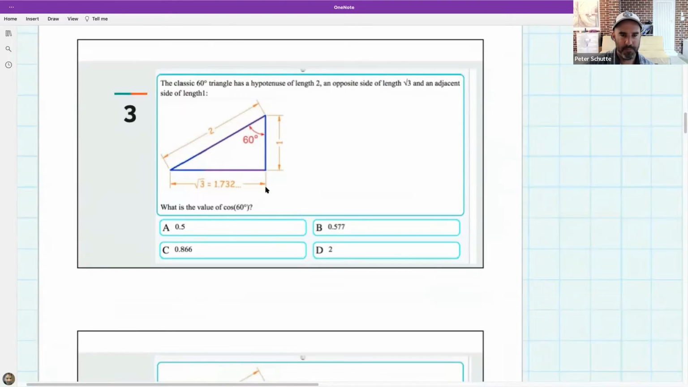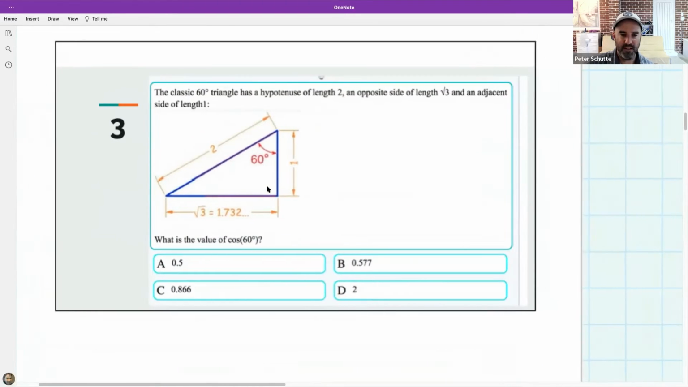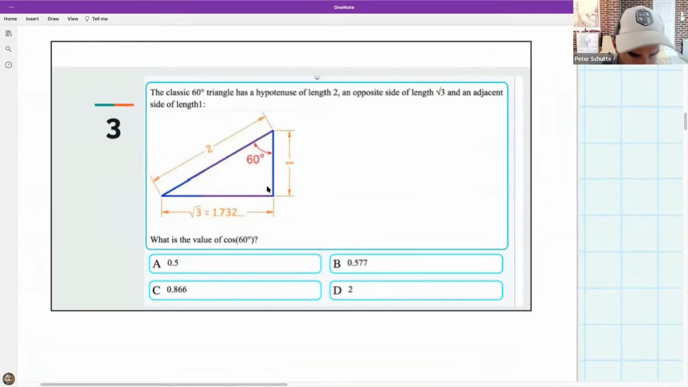A little bit more tricky. What is the value of the cos of 60? And again, the cos of 60 is just a ratio of two sides. But what is it going to be in terms of what you know about trig?